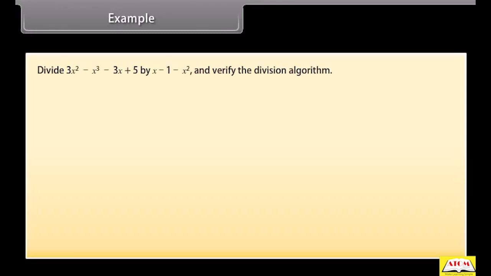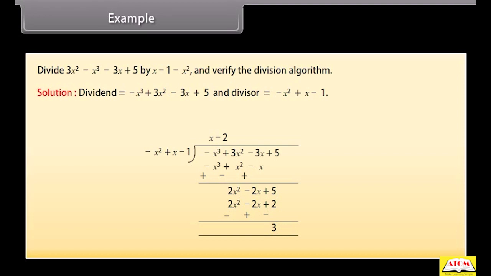Example: divide 3x square minus x cube minus 3x plus 5 by x minus 1 minus x square, and verify the division algorithm. Solution. Firstly, we will write both the dividend and divisor in decreasing orders of their degrees. Dividend is minus x cube plus 3x square minus 3x plus 5, and divisor is equal to minus x square plus x minus 1. By dividing, we get quotient is equal to x minus 2 and remainder is equal to 3.